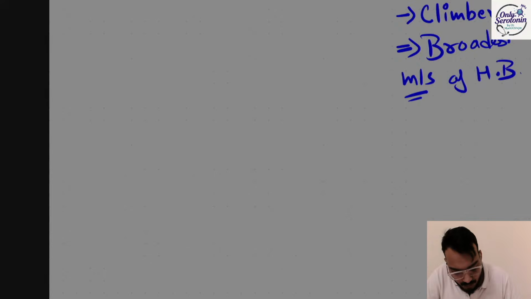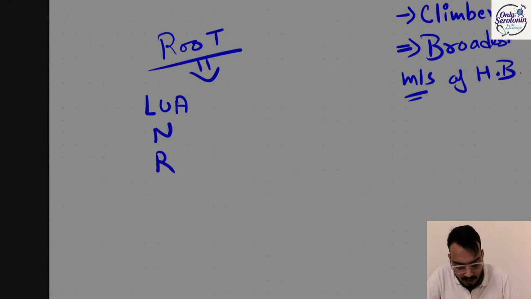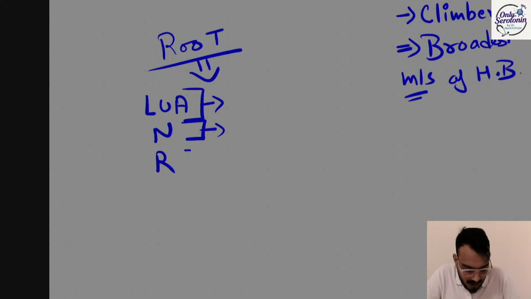Now, what are the root values of this, guys? So for root values, what you are going to do, guys? For root values, you are going to divide this LUNAR into LUA, N, and R. That's how you are going to divide this, guys. So LUA is having the same root value, N is having one root value, and R will have another root value. So all these three are going to have different root values.